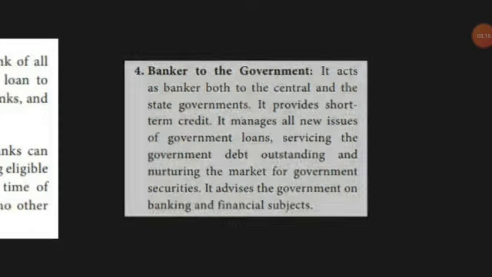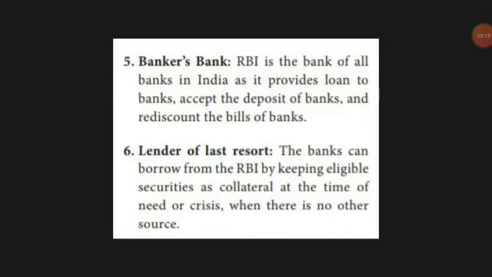Next is bankers to the bank. Individuals, whoever we are, common people, will go and buy credit from the bank. The bank will go and buy credit from the RBI. If a bank needs a loan, it gets it from the RBI. That is the meaning of bankers to the bank. And they will also get discount and re-discount of bills done.